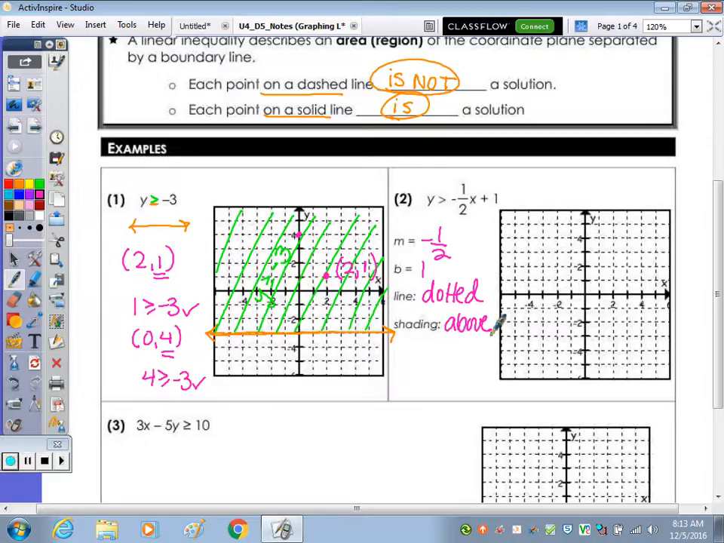So our slope of negative 1/2, y-intercept of 1. So we plot the y-intercept and we use the slope to move. So down 1 over 2, down 1 over 2, down 1 over 2. So go ahead. You have enough points to sketch that line. I'm just going to continue going, up 1 over 2, up 1 over 2.